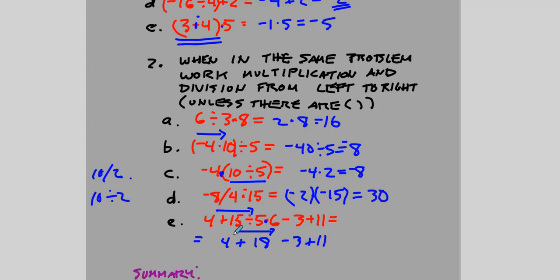So I'm going to use clumping here. Clumping is when I put all the positives together and then all the negatives and take the difference. So 4 plus 18 is 22 plus 11 is 33. So I have 33 positives and 3 negatives. That's just going to be positive 30.